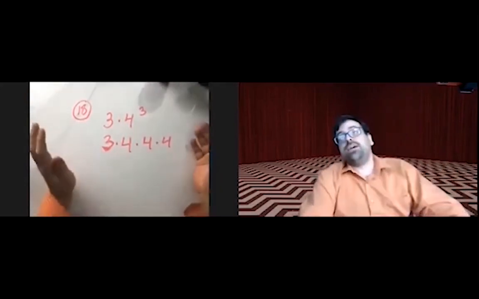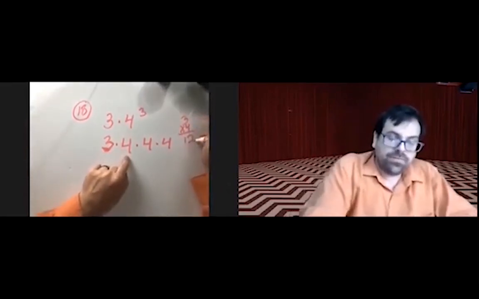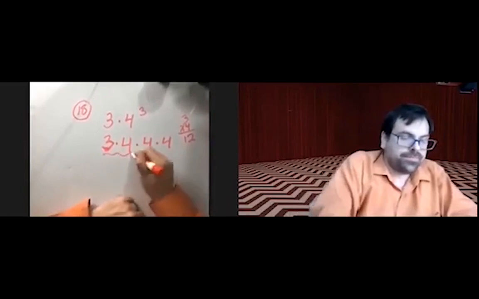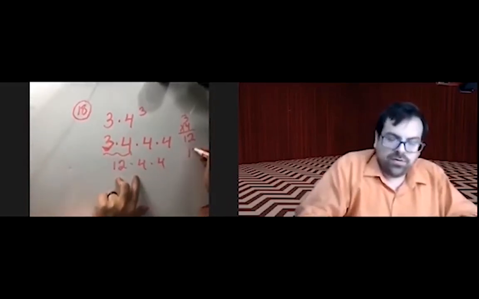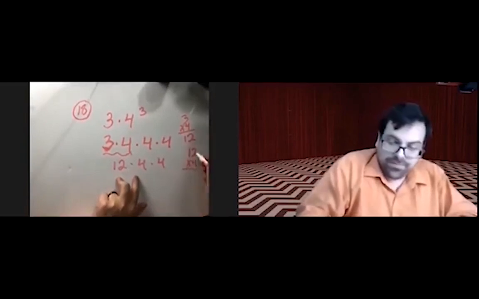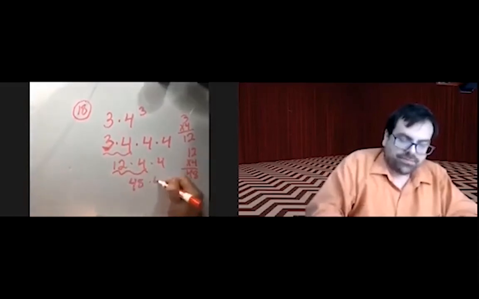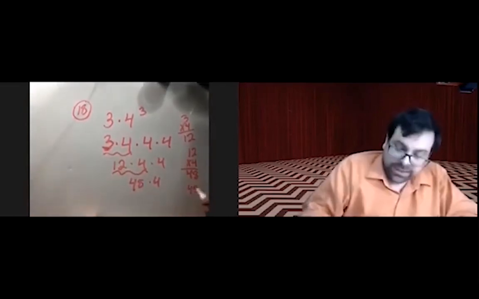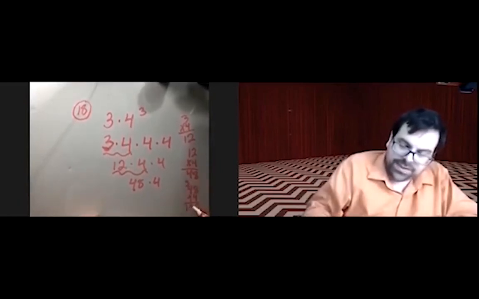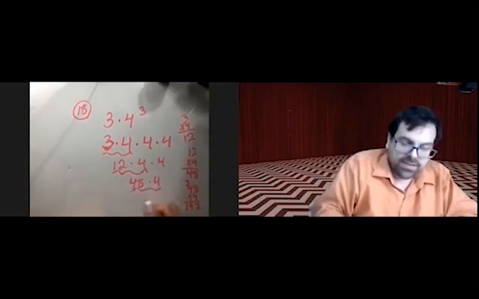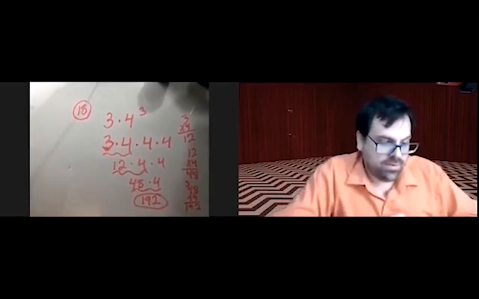You can multiply this any way you want. You can go 3 times 4 is 12. Bring the rest down. 12 times 4 is 48. And then 48 times 4, 16 plus 3 is 19. So that's 192. You get 192 that way.